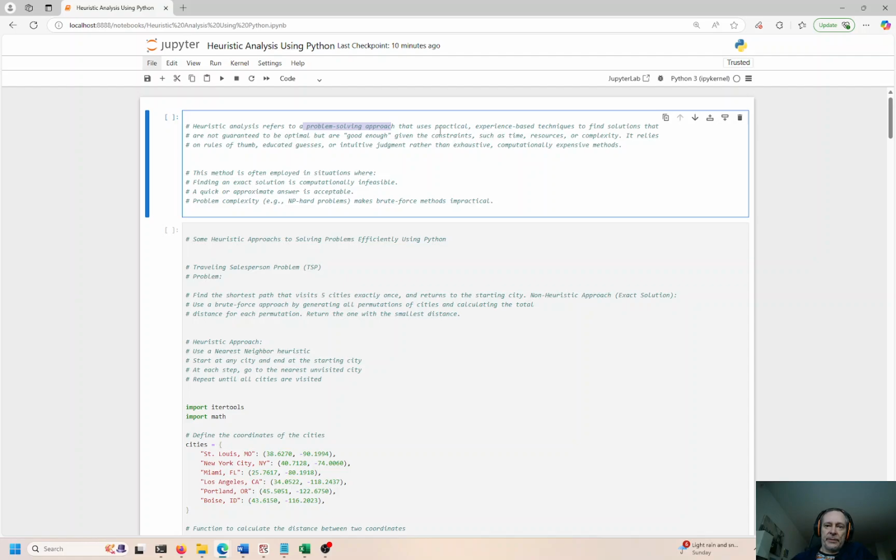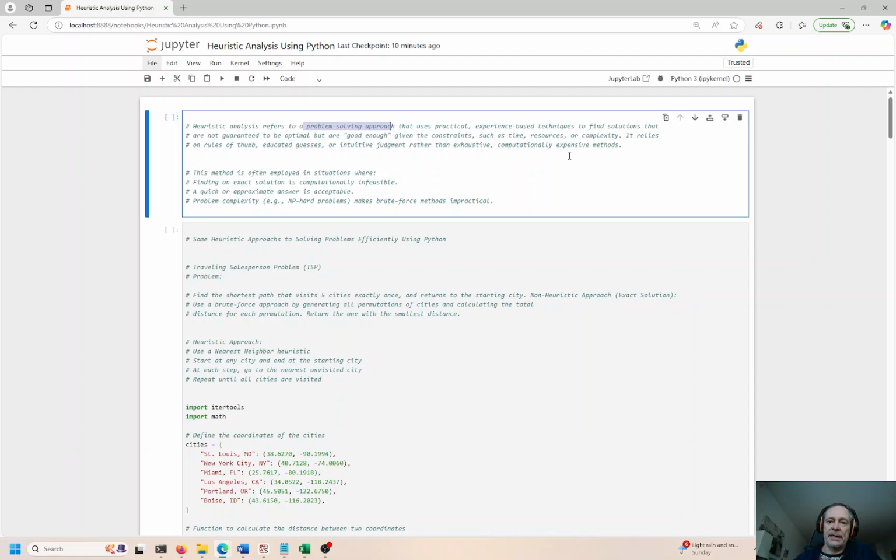strategy for solving the problem because we rely on practical, experience-based techniques to find solutions that are not guaranteed to be optimal, but in most cases are very, very good and basically good enough. So if good enough is good enough for you, then you should consider this approach.